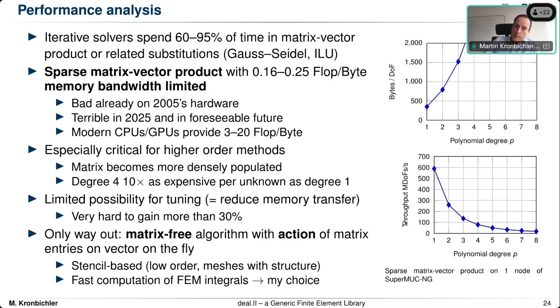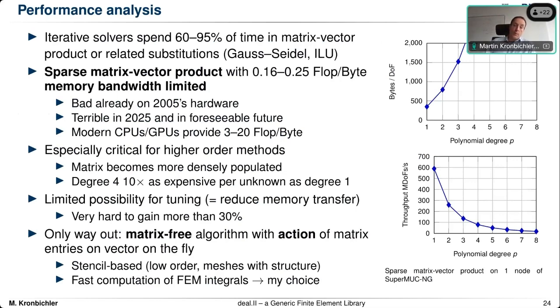When you do higher order methods, which are useful for certain applications in our COE, it actually gets even more pressing because higher order methods have a more dense matrix because you have more coupling between degrees of freedom, which then just shows up in terms of the memory consumption, that the degree 4 computation is maybe 10 times more expensive per degree of freedom as degree 1.